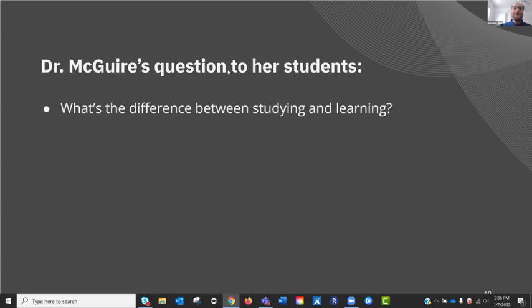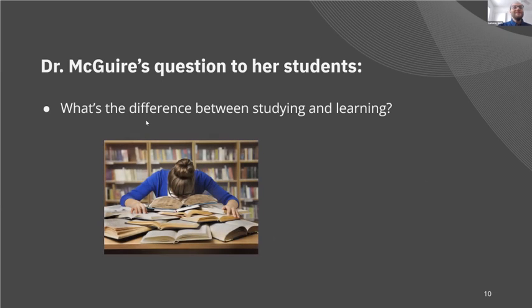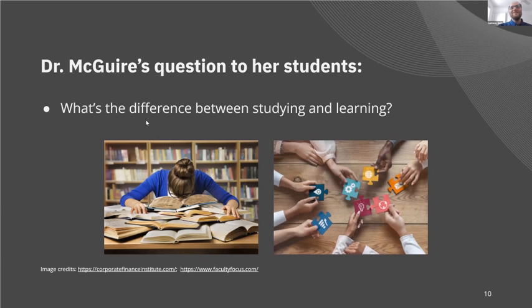But before we get to the next prompt, let's have a quick look at these images that I think you might have some thoughts on as well. If the image on the left represents studying and the image on the right represents learning, what's happening in each of these images? You're welcome to unmute and just talk through it if you have any ideas. I see some smiles coming on the screen.